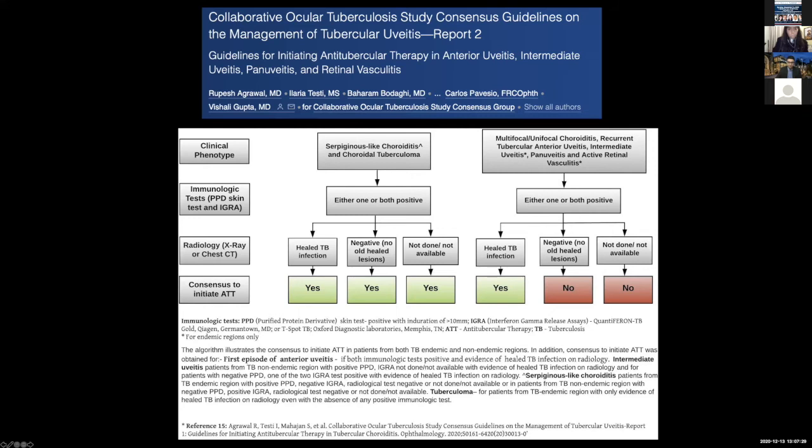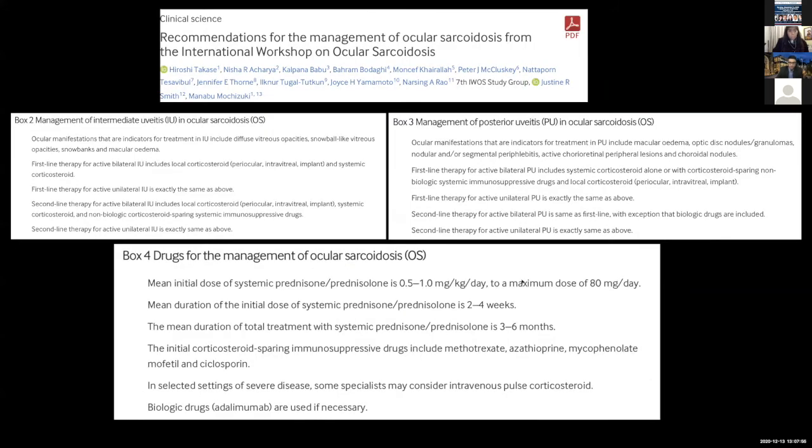There was a workshop on ocular sarcoidosis, and this is also helpful to management of posterior uveitis. And again, similar to what we see in clinical practice, it demonstrates the need to be more aggressive when you have posterior involvement, with first-line therapy being steroids or immunosuppression along with local steroid treatment. And it also is very helpful to have guidelines for the management of ocular sarcoidosis, along with clear guidelines for the duration of systemic steroid use.